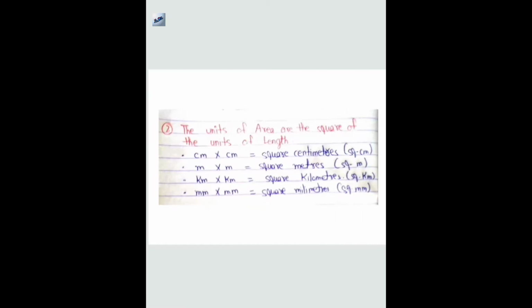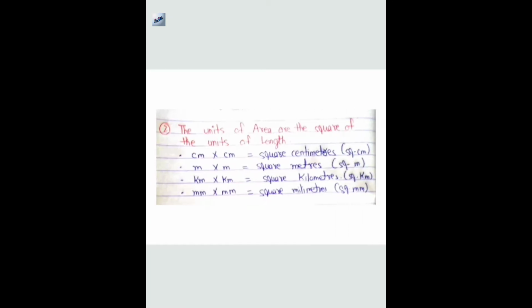Okay, the units of area are the squares of the units of length. Remember students, the best unit to measure area is always the square. There are some units like square centimeters, square meters, square kilometers, square millimeters, and their short forms are sq.cm, sq.m, sq.km, sq.mm.